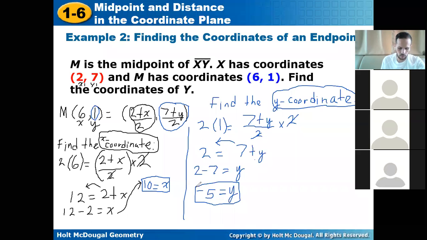Okay? So what are the coordinates of y? ¿Quién me dice cuáles son las coordenadas de y entonces? Las que estamos buscando, ¿cuáles son? ¿Cuál sería entonces, mi gente?